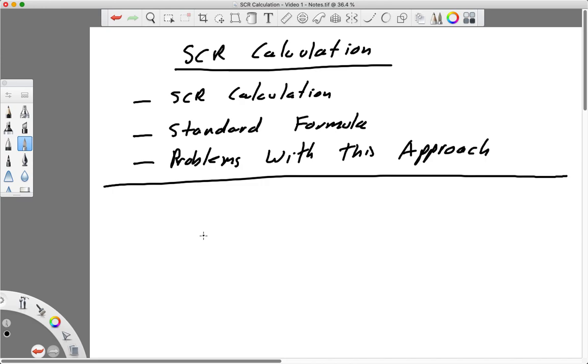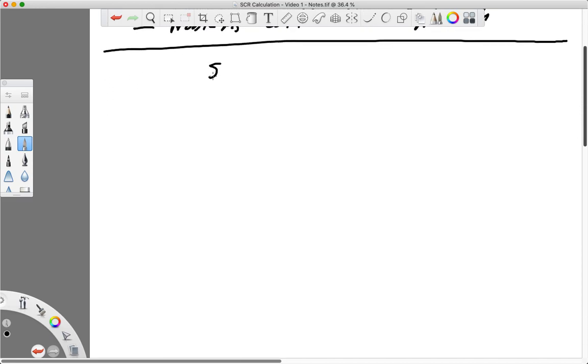Hi everybody, and welcome to this video where we're going to talk about how you calculate the SCR in Solvency II. So I've got three things I want to go through: the SCR calculation at a general level, then how you apply the standard formula, which is one way of working out the SCR, and then problems with this approach. I think probably each of these things will be a separate, shorter video. That's probably how we'll split things up, but we'll just see how we go and how it feels. So let's start with SCR calculation.